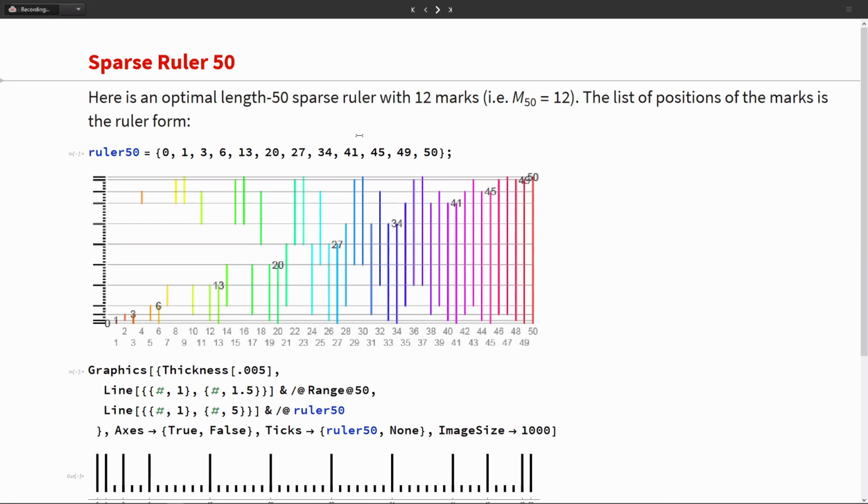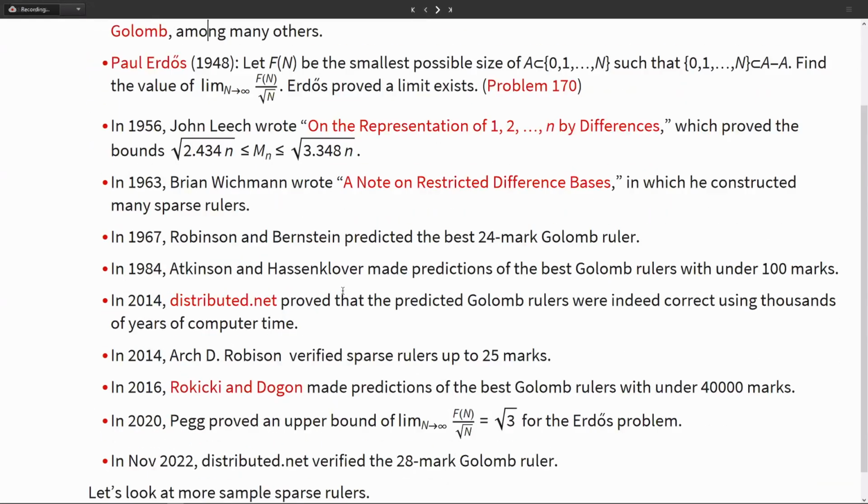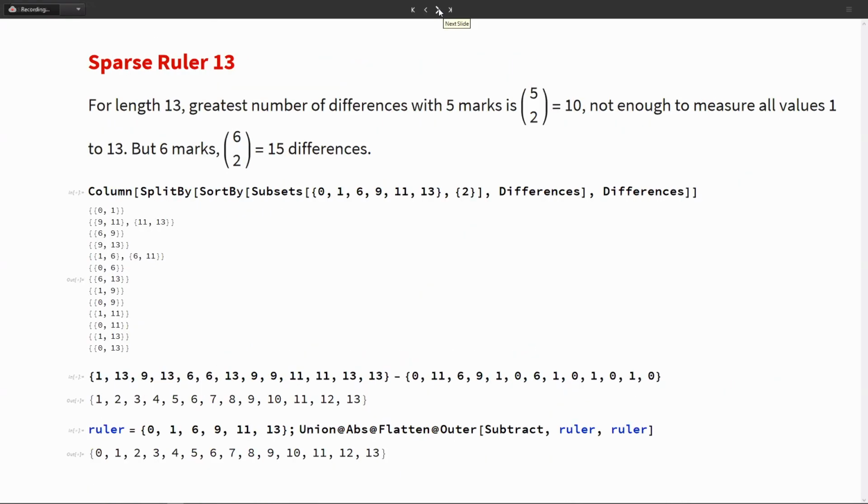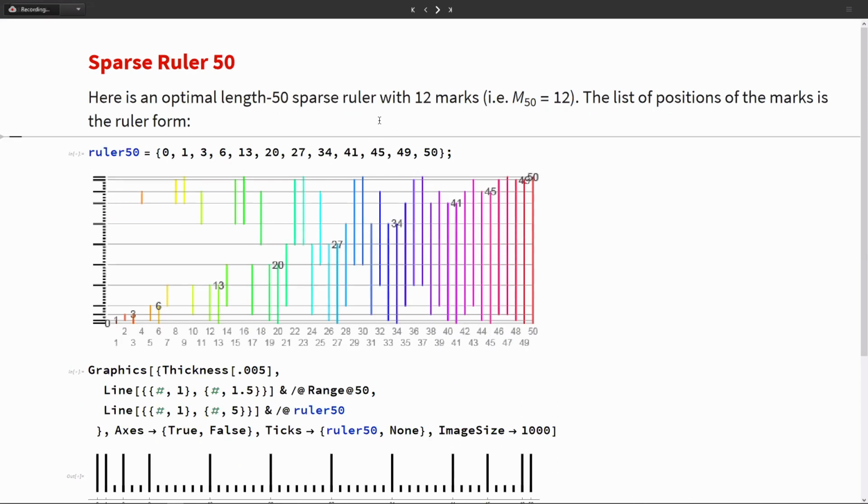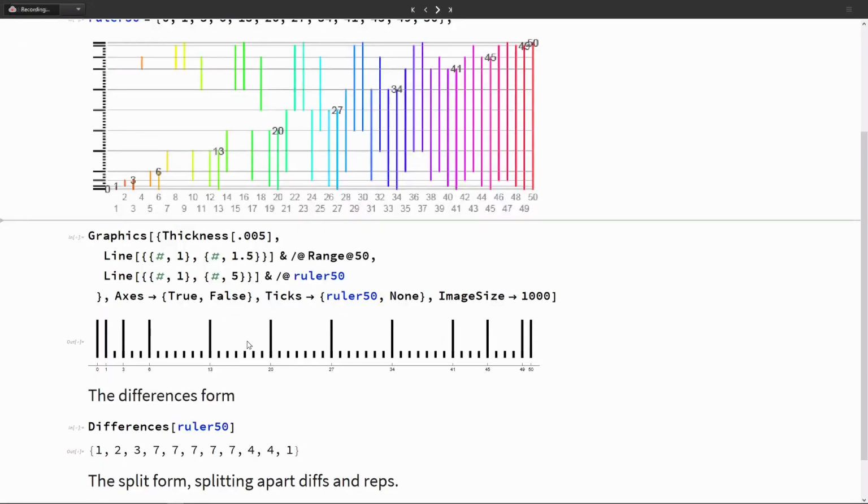For length 50, it's non-trivial to prove that 12 marks is minimal. You pretty much need to do a brute force search, which is what Arch Robinson did in 2014. So here's a visualization of this ruler showing how each difference from 1 to 50 is measured with this set of marks. We could also show that ruler as this set of marks here.